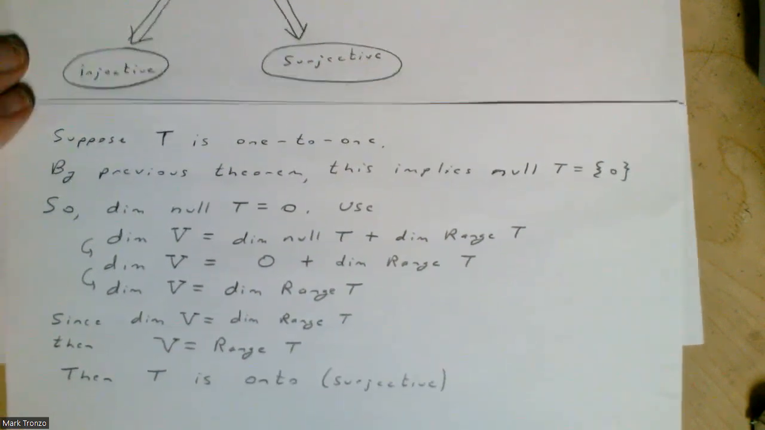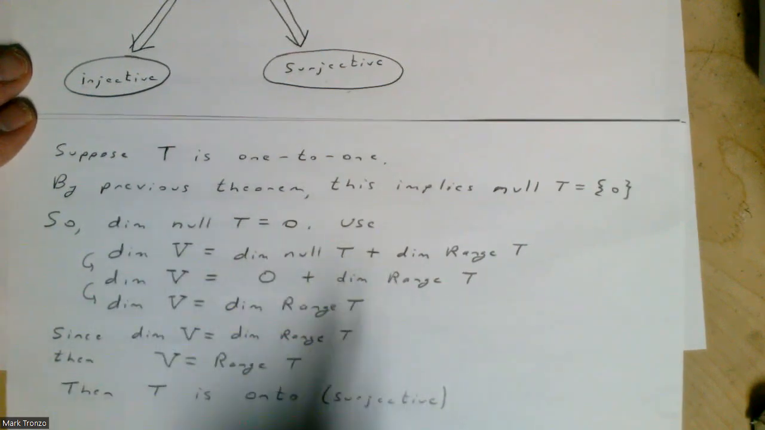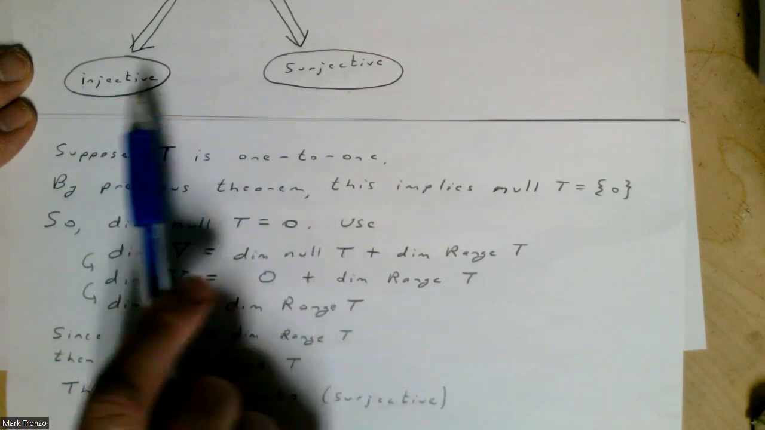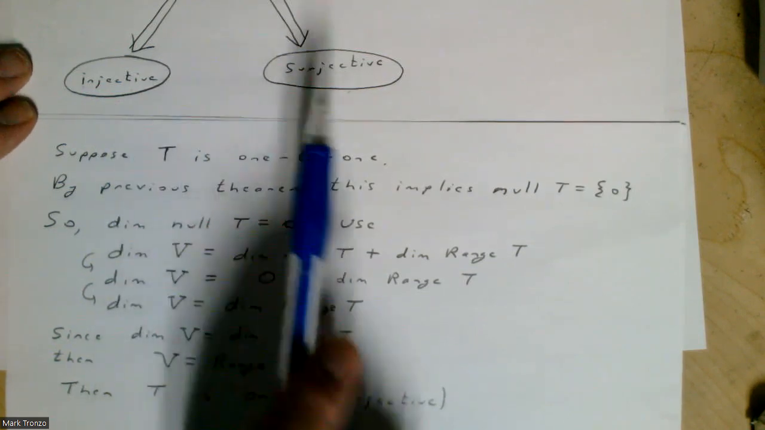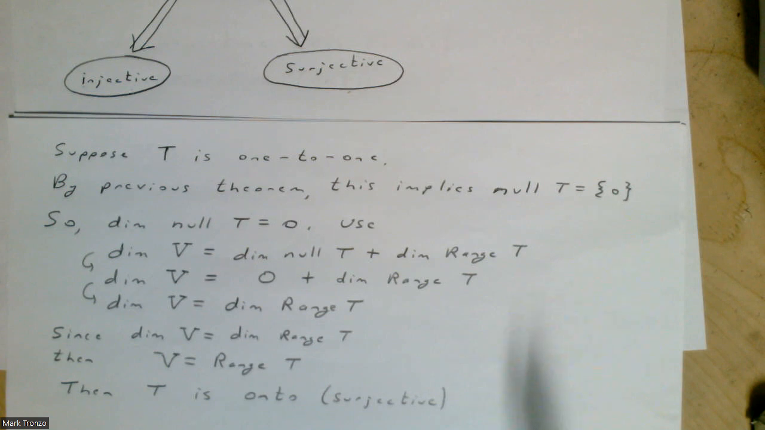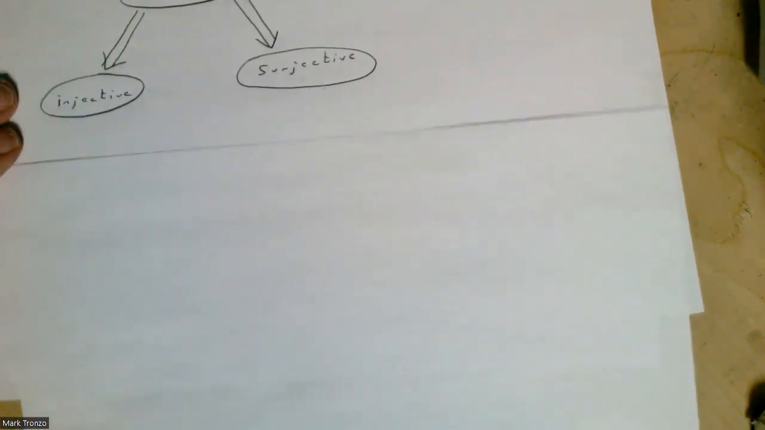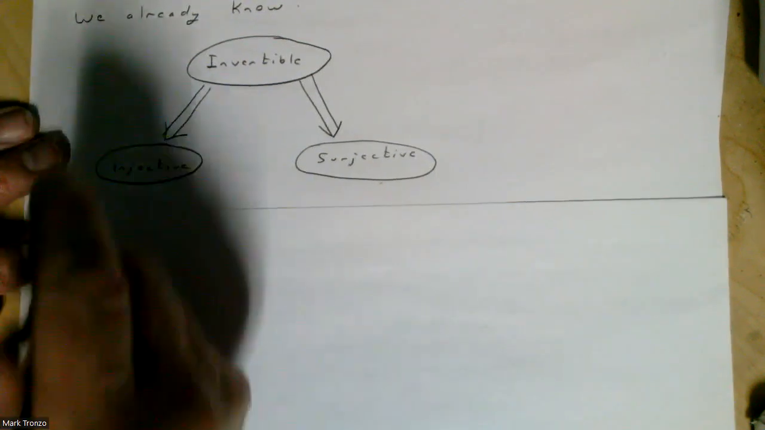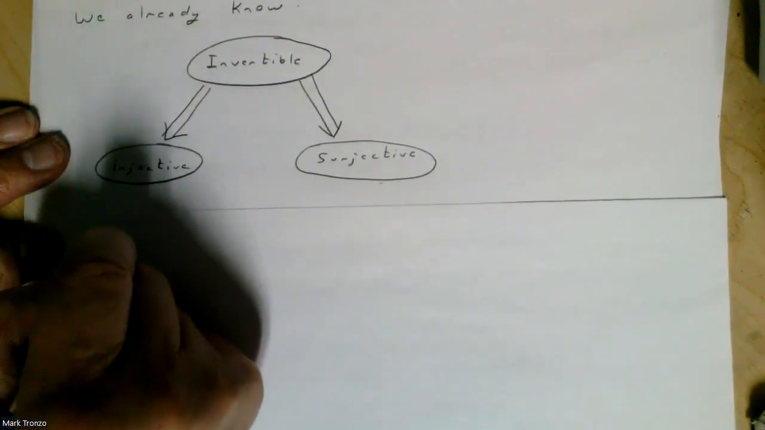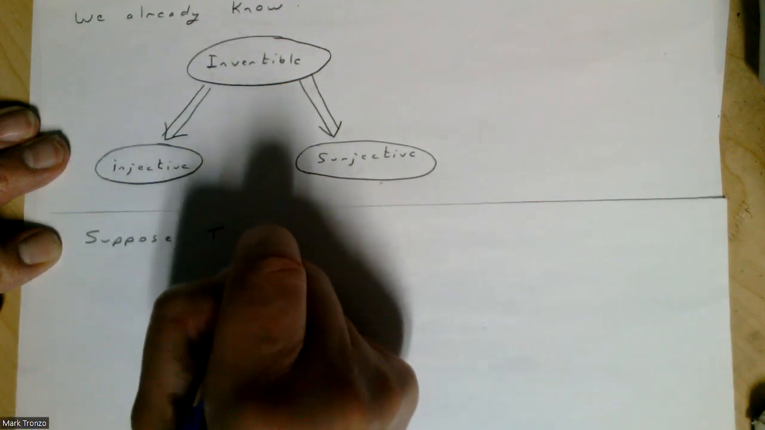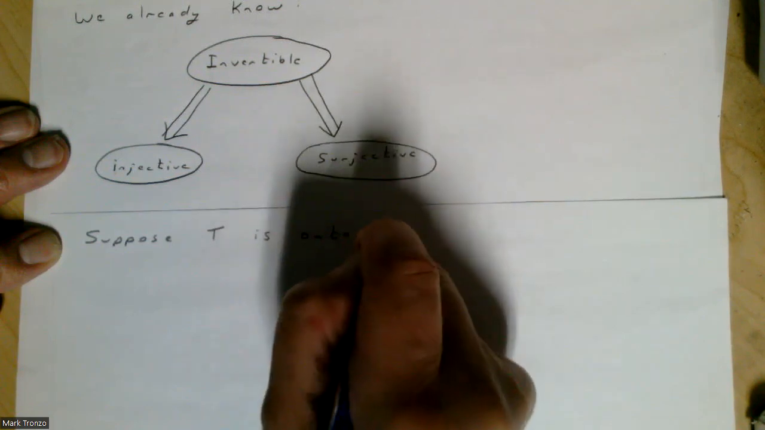So now we have part of this. Remember, we assumed that T was injective, and we now showed that this automatically proves that it's going to be surjective. So how about going the other direction now? Suppose T is onto, surjective.